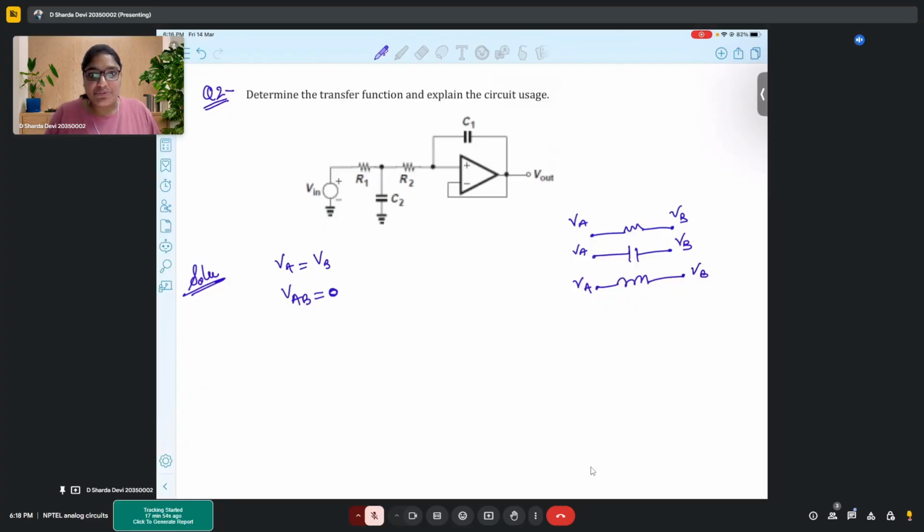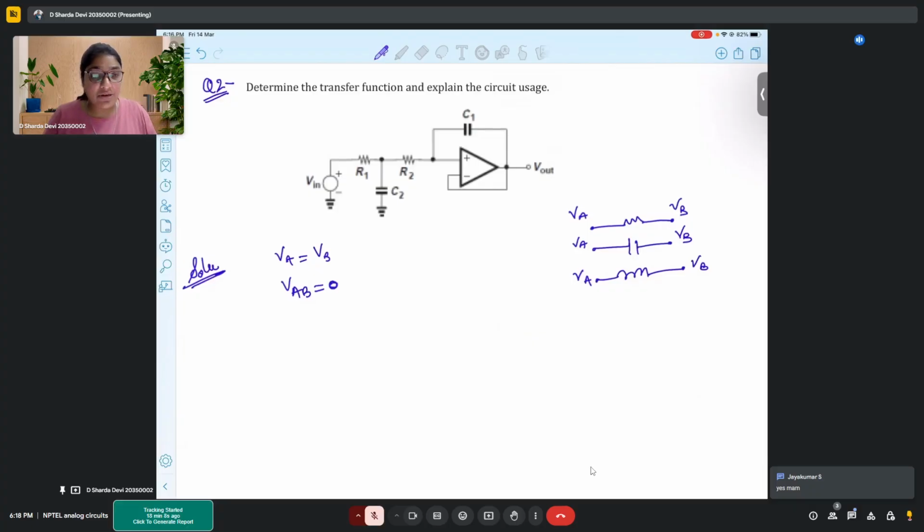Screen is visible to you, right? And I'm also audible clearly, correct? Okay. So if you have any doubts, rather than writing in comments or in the chat, please unmute yourself and ask. That is easier for you as well as for me.